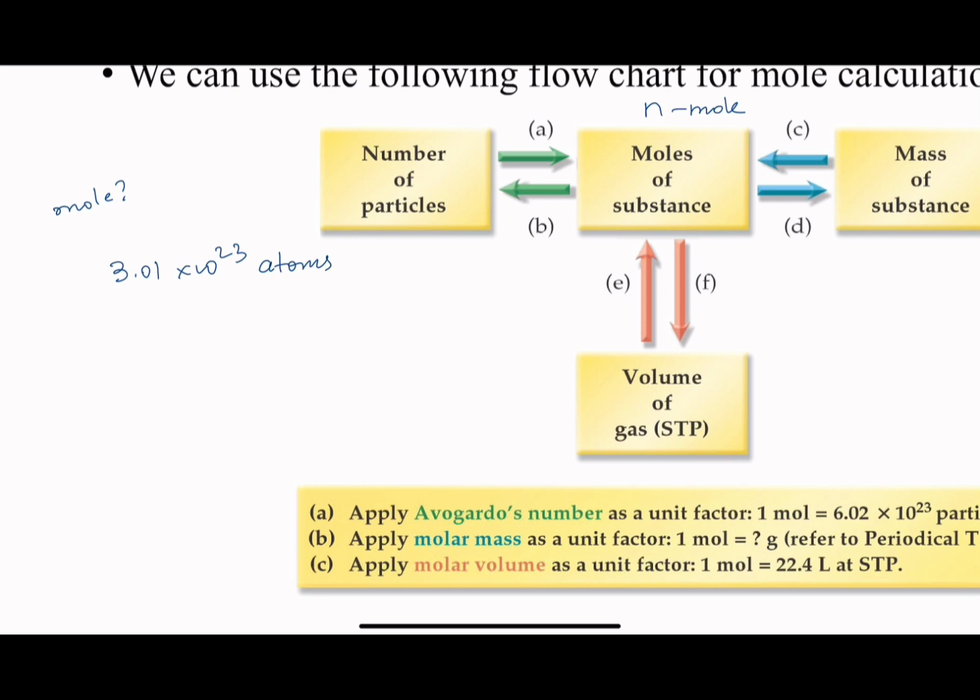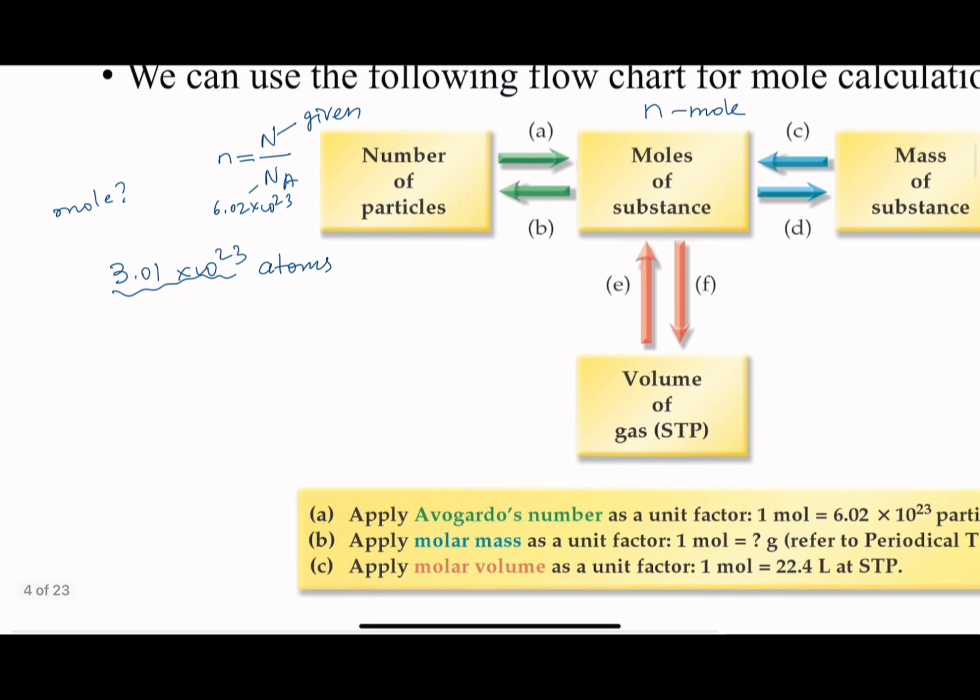So the formula that I have here is n equals N divided by Na, where N is the given number of particles, divided by the Avogadro number. Na is 6.02 times 10 to the power of 23, and N is anything that is given to you. In this case, we have 3.01. So if you have this many atoms, it will be 3.01 times 10 to the power of 23 divided by 6.02 times 10 to the power of 23, which gives you 0.5 mole. Okay, so this is one way of finding the mole.